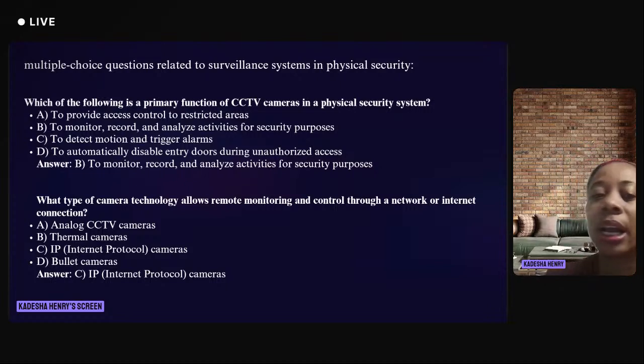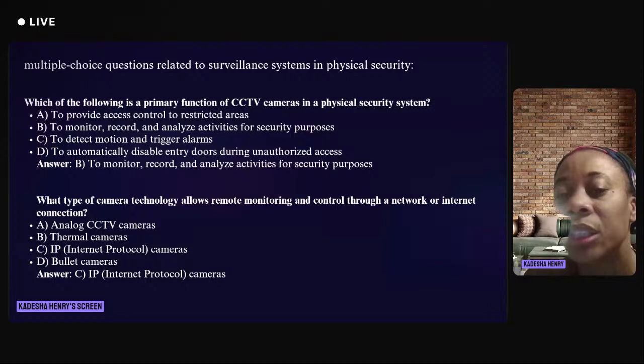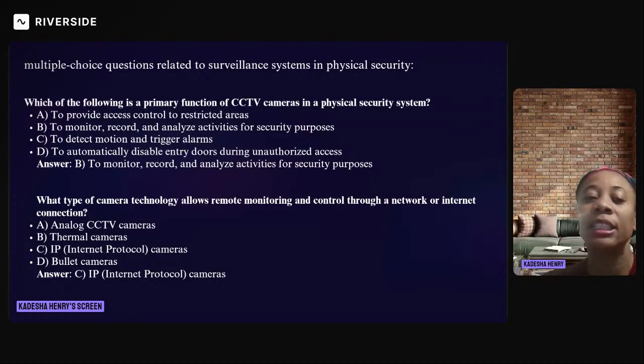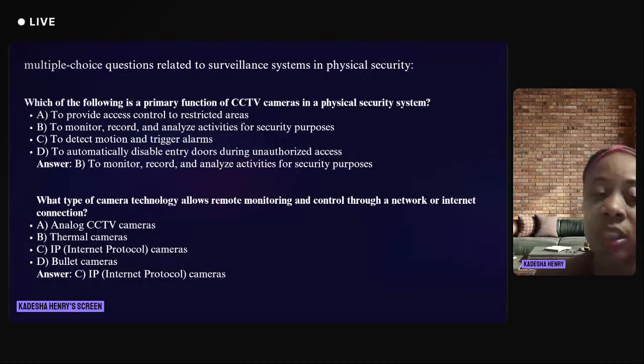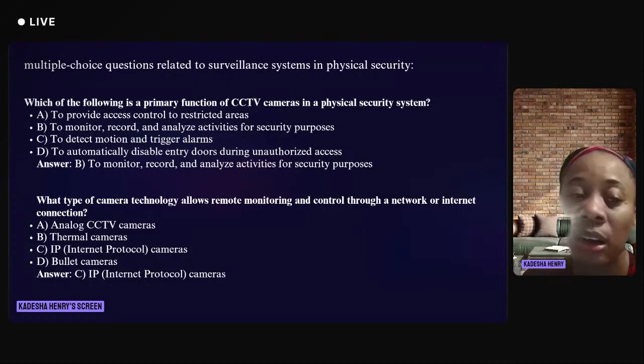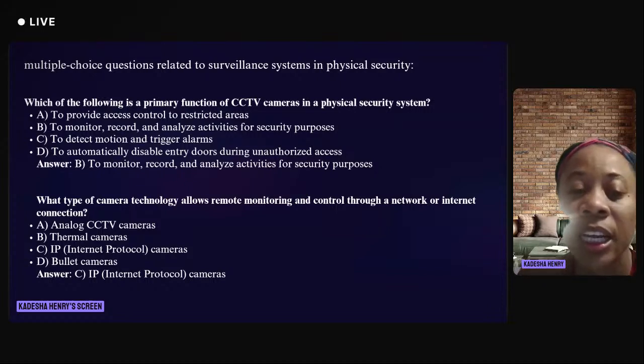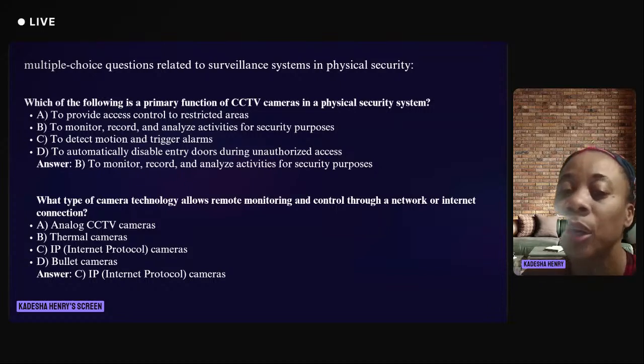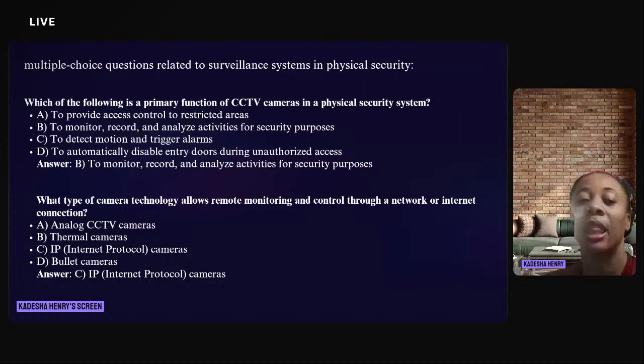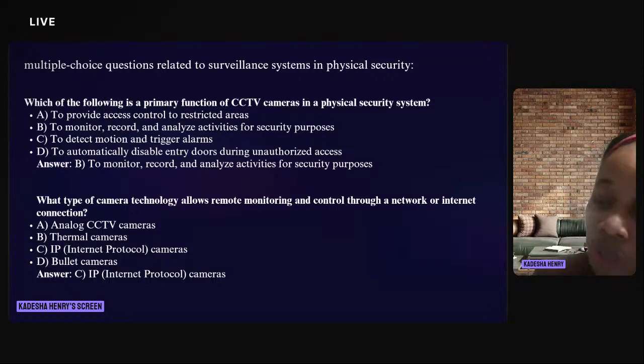Is it A, to provide access control to restricted area? Is it B, to monitor, record, and analyze activity for security purposes? Is it C, to detect, monitor, and trigger alert, to automatically disable entry door during unauthorized access? And the answer would be B, to monitor, record, and analyze activity for security purpose.